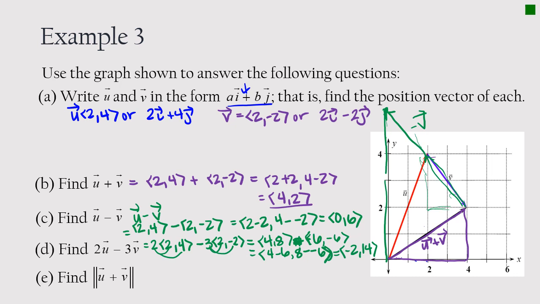Now, if we had to find the magnitude, which is the length of u plus v, we know the component vector for u plus v is this. So this again equals the length.